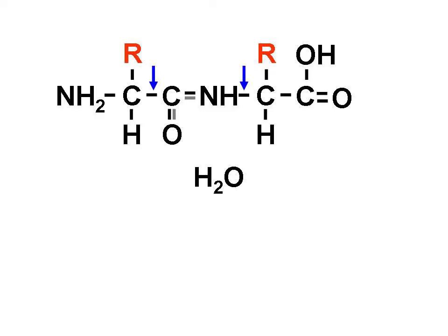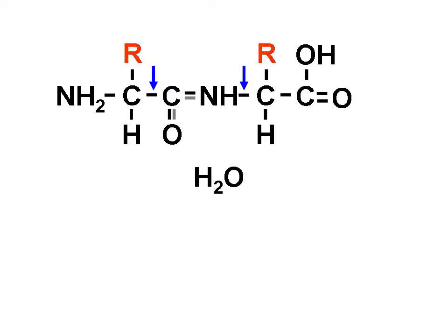The peptide bond, even though it's a sigma bond, shows a quasi-double bond property, so it does not rotate. However, those two sigma bonds shown with blue arrows can rotate. So this long chain of amino acids, the backbone, can twist and turn quite a bit, and this is called folding.